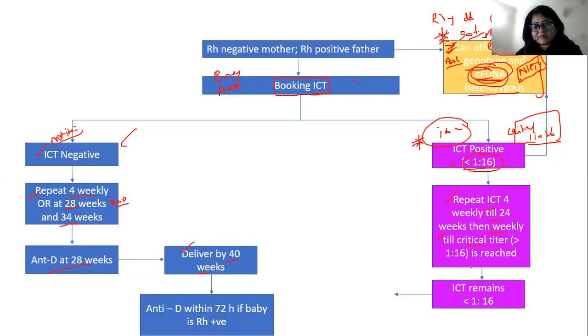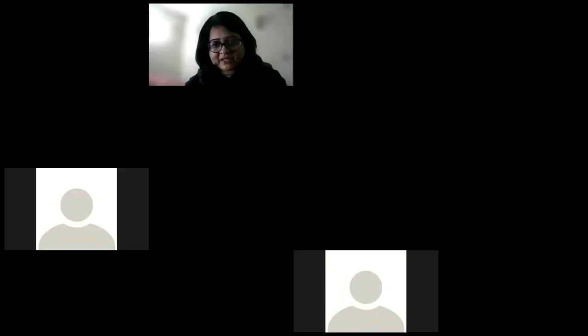Suppose the titer remains less than the critical titer, then we deliver at 37 weeks. So I hope you understood this point: ICT positive, but titer less than 1 in 16, we keep repeating the ICT.